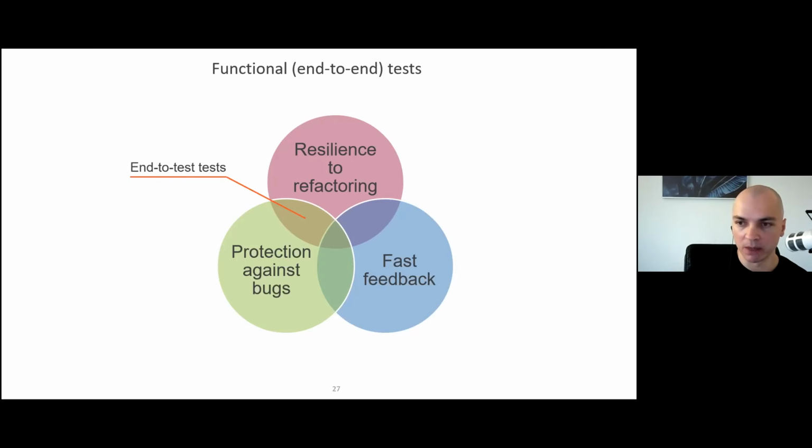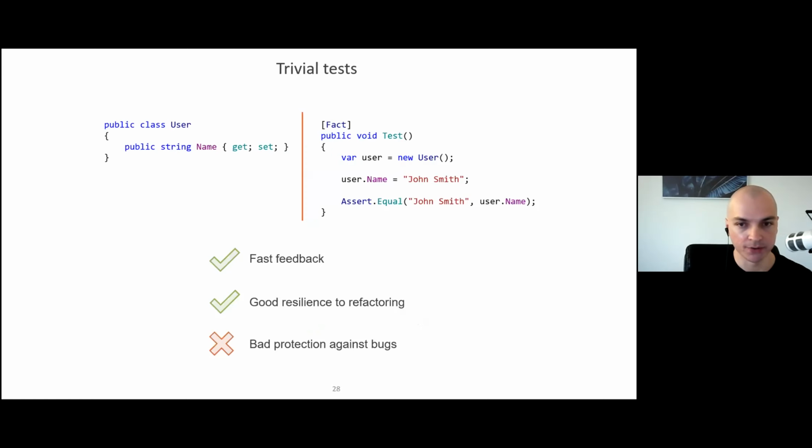We can also come up with the second example, and that is the trivial tests. Trivial tests are tests that cover some trivial functionality. Here, for example, you can see on the left, the user class with the simple name property. That property just has a getter and setter, and that's it. And on the right, we have a test that covers this name property. It assigns this property some string and then checks that the string is correct.